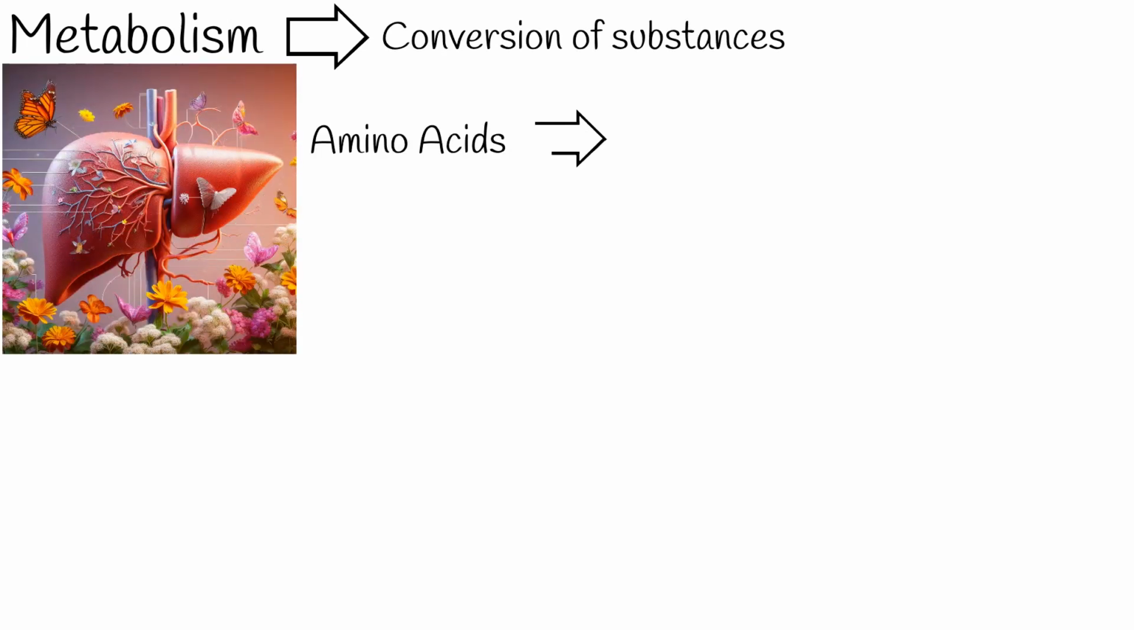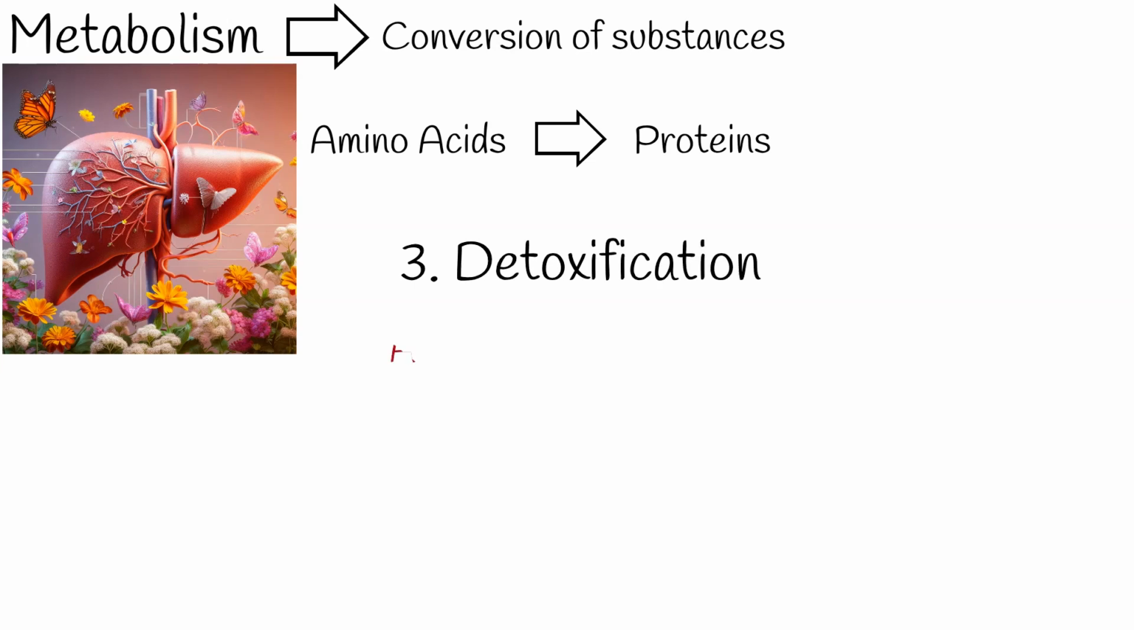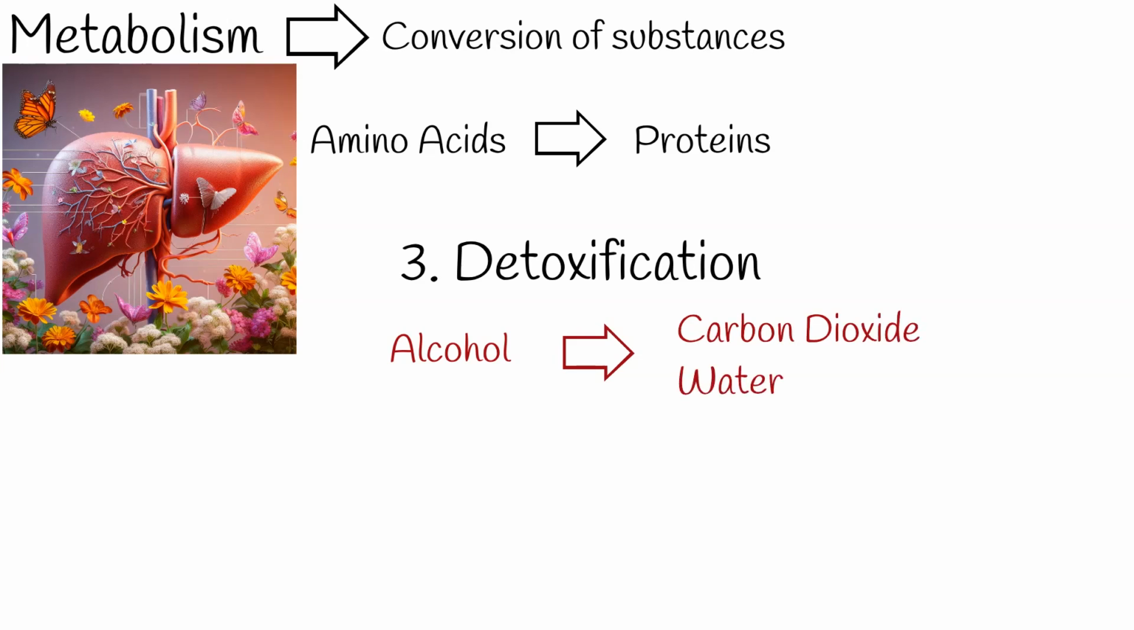The liver also creates proteins and detoxifies different substances. For example, when we drink alcohol, the liver converts it several times, until we get water and carbon dioxide from alcohol. So the liver neutralizes it because alcohol is a toxin for our body. The liver also detoxifies drugs and converts them into non-toxic components.